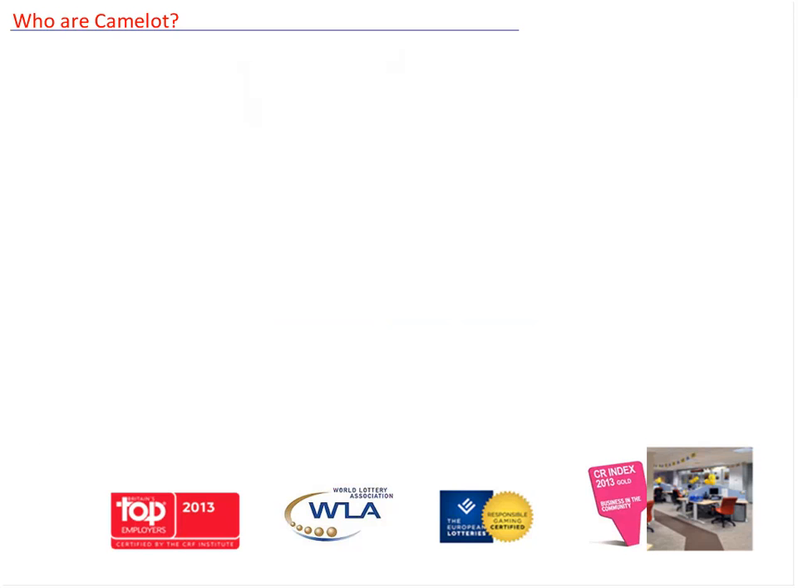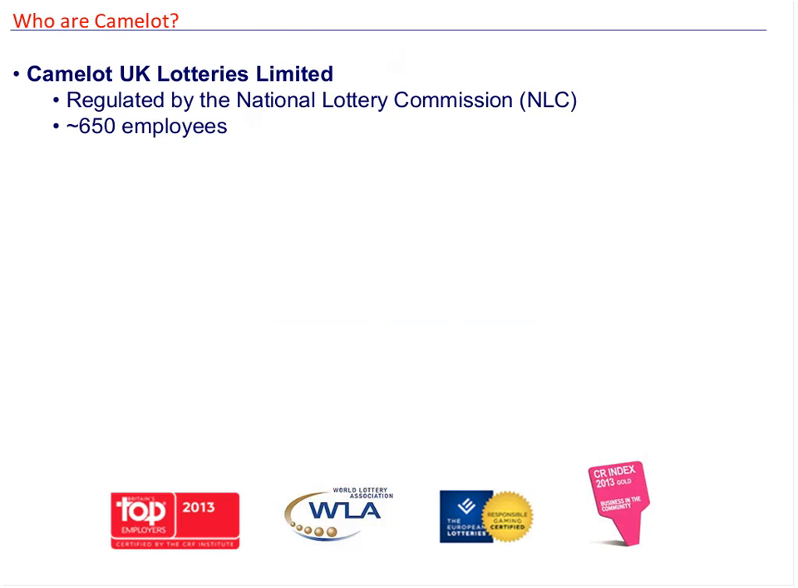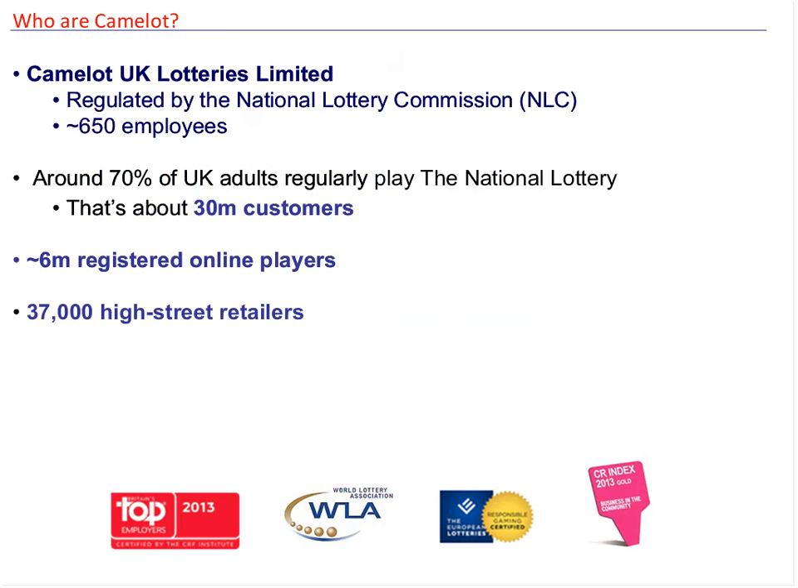There we go. So first of all, a very little bit about Camelot. As many of you will know, Camelot UK is dedicated to running the National Lottery. It's overseen by a single government regulator, the National Lottery Commission, and Camelot UK has about 650 employees. About 70% of the UK adult population play the lottery, which gives us a customer base of about 30 million. Customers who play online account for about 6 million of that, and there are about 37,000 retail outlets where you can buy your lottery ticket on the high street.